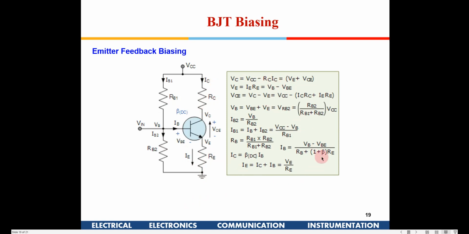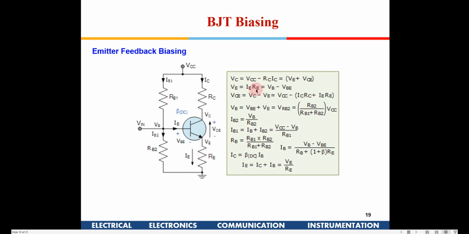Now there are some equations which are applicable to this circuit. VC, that is the collector voltage, is VCC minus RC IC. That is equal to VE plus VCE, because here VE is not 0, unlike the other two cases. And VE is nothing but IE into RE.